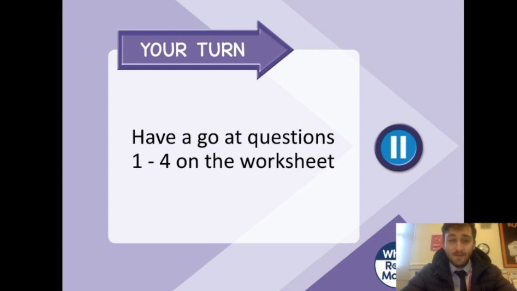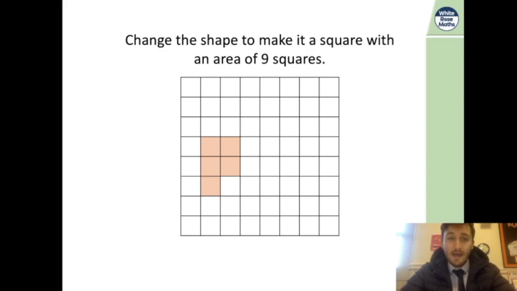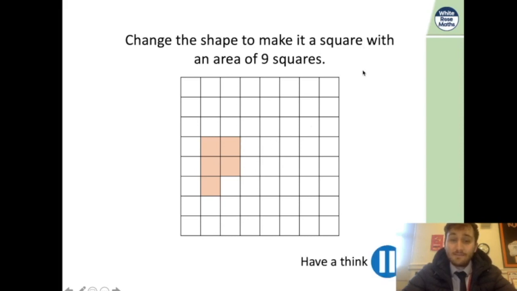Okay, so hopefully you've done questions 1 to 4. Now we can move on and see what our next learning is. So here is a shape, and it is an area of 5 currently. Can you, on your piece of squared paper, change this shape to make it a square, that's our keyword here, a square, with an area of 9 squares? Pause the video and give it a go.